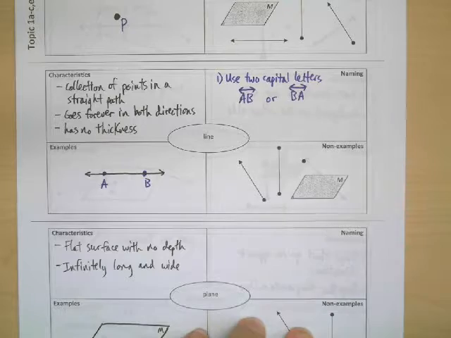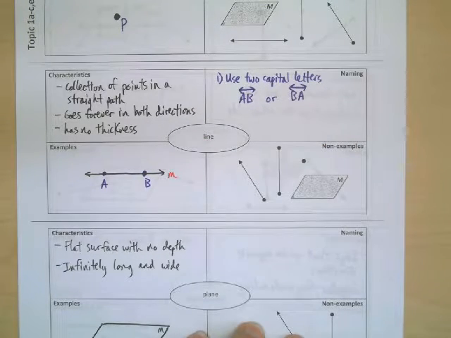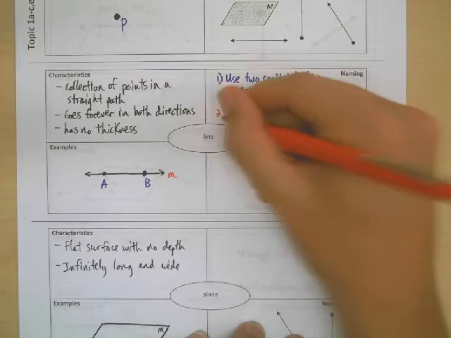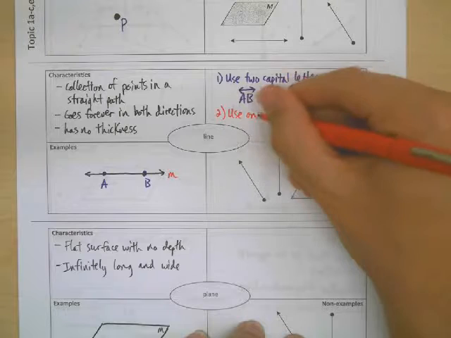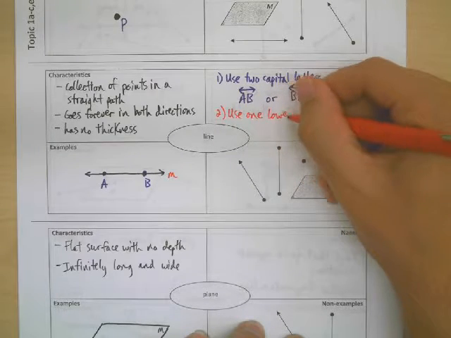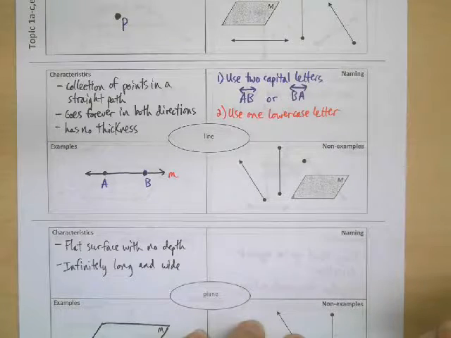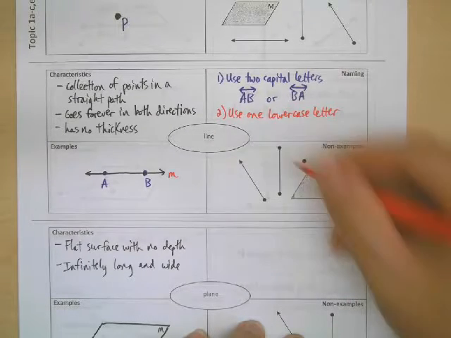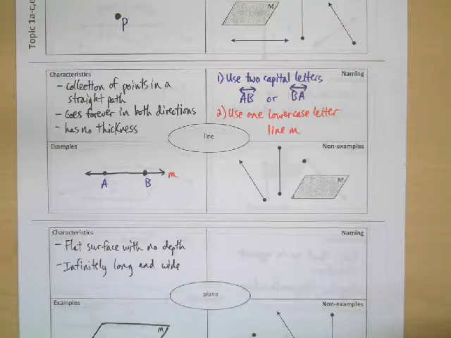I could also put a lowercase letter next to one of the arrows. And that's the second way we can name a line. Use one lowercase letter. And the way we would use that lowercase letter is we would write the word line with the lowercase letter m.